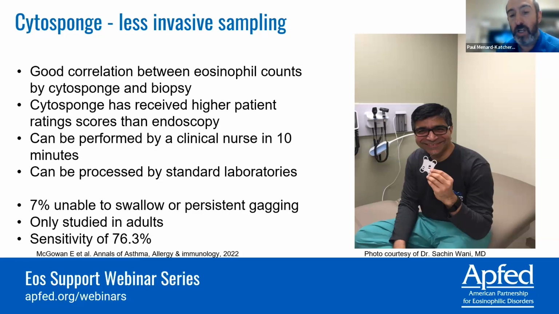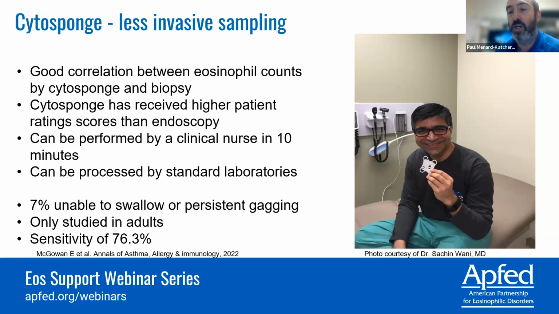And then it also has a distinct advantage in that it can be processed by standard laboratories. The sponge is spun down, and then the pellet of tissue is examined conventionally by our pathologists. Downsides might include that 7% are unable to swallow or have persistent gagging. That does not include the discomfort of the sponge coming up the esophagus and the throat, which is not the most pleasant feeling, but eminently tolerable.